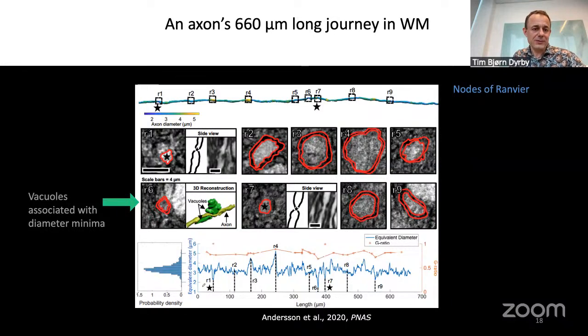What we also see are these vacuoles. So this is the axon, and then there's a vacuole around here. And you can see how it presses on the axon, making shape changes here.